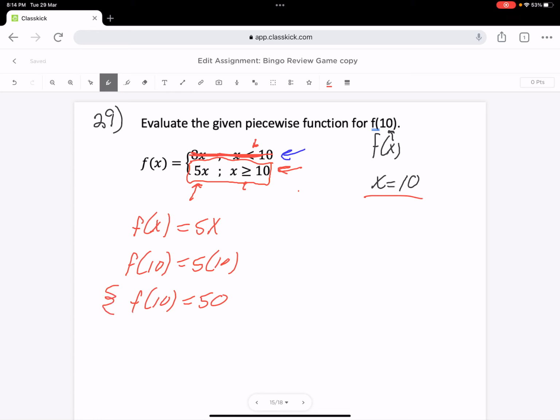This is how you can write your answer, or (10, 50) is how you can write your answer as an ordered pair as well. Either one of those are acceptable, but that's the only way that you can write it to be considered proficient for this question.